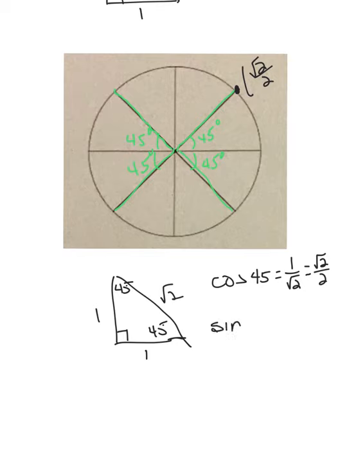If you think about the sine of 45 degrees, opposite over hypotenuse is still 1 over square root of 2, which is rationalized square root of 2 over 2. So the sine value is also square root of 2 over 2. In the second quadrant, your coordinates are the same, but your x value is negative.